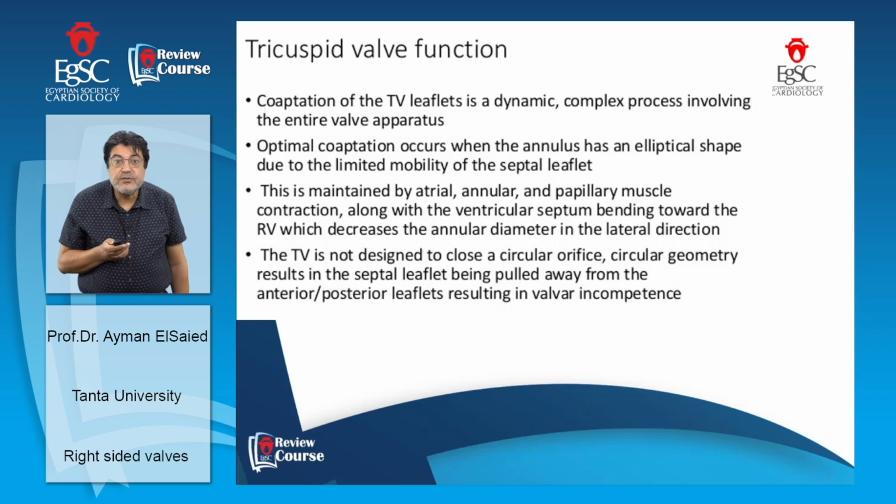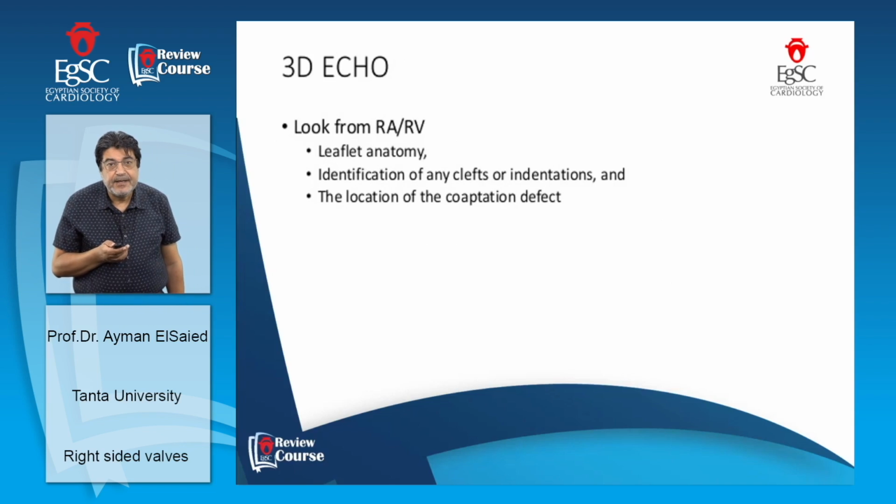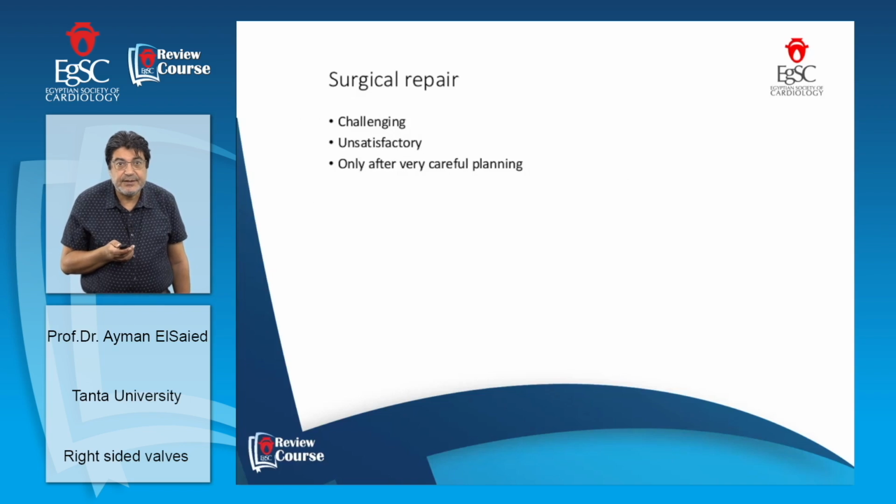The tricuspid valve is not designed to close a circular orifice. Circular geometry results in the septal leaflet being pulled away from the anterior or posterior leaflet, resulting in valve incompetence. 3D is important for evaluation of leaflet anatomy, identification of any cleft or indentation, and the location of the coaptation defect. The surgical repair is still challenging, still unsatisfactory, and still in need of re-evaluation.